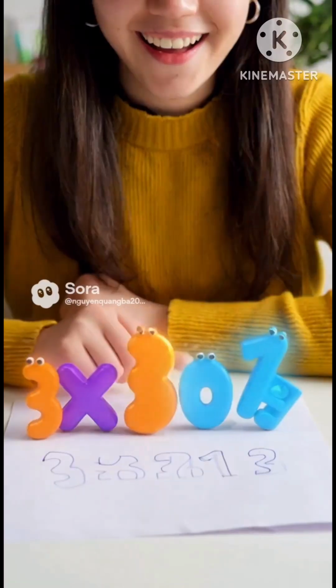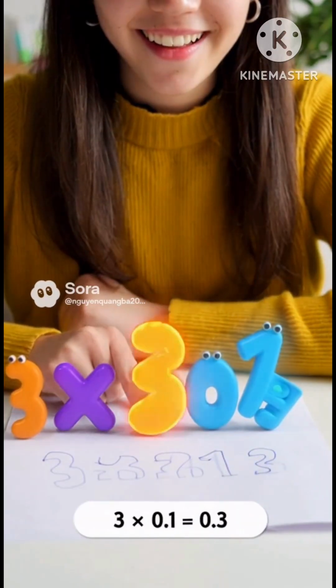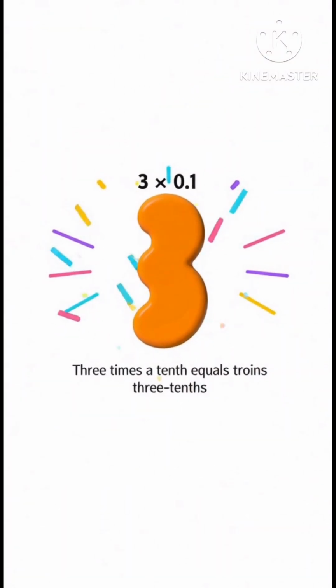3 times 1/10 equals 3/10. Or simply, 3 times 0.1 is 0.3.